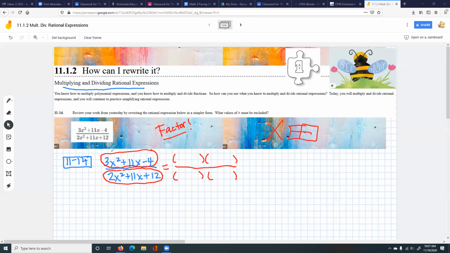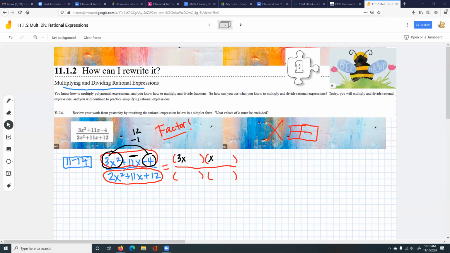So to factor, first I'm going to factor 3x squared. Well, the only way you can make 3x squared is 3x times x. And then next I want to factor 4. I want the 3 and the 4 factor to make 11. Well, isn't 3 times 4 12? And then we can subtract 1 to get 11 from that.